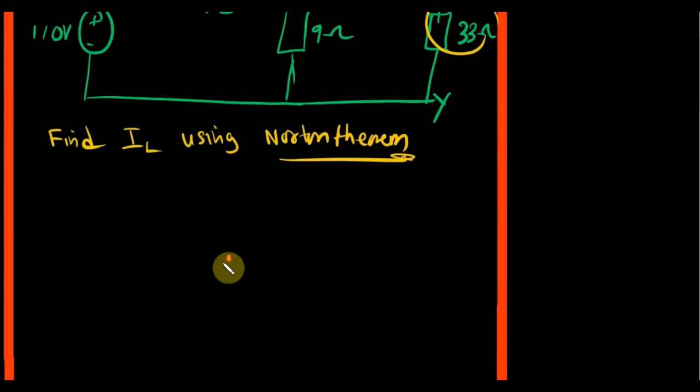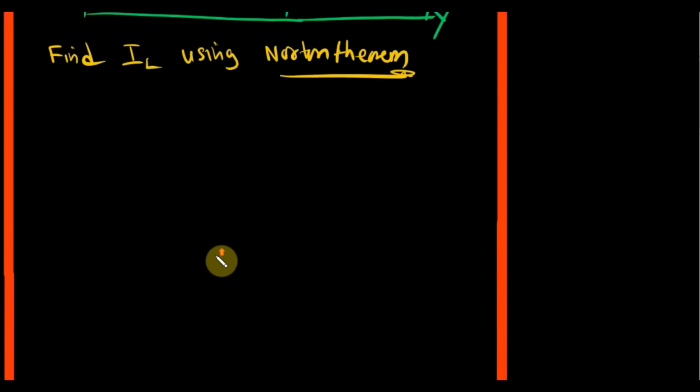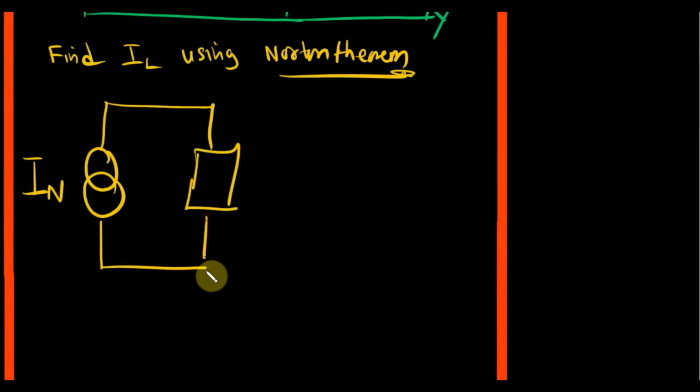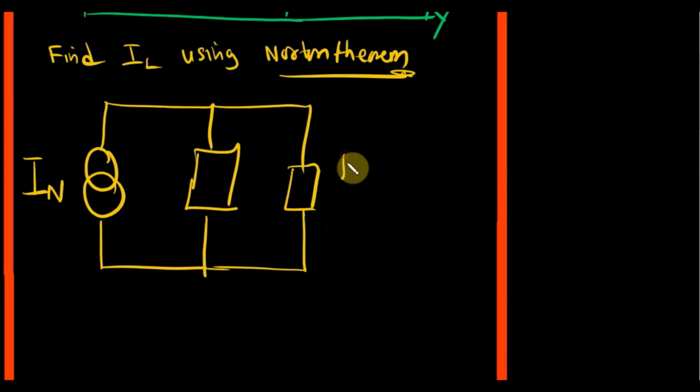So we know that in Norton's theorem, our Norton equivalent circuit will have a current source connected to two resistors that are parallel to one another. These resistors being the load resistor and the R Norton resistor.